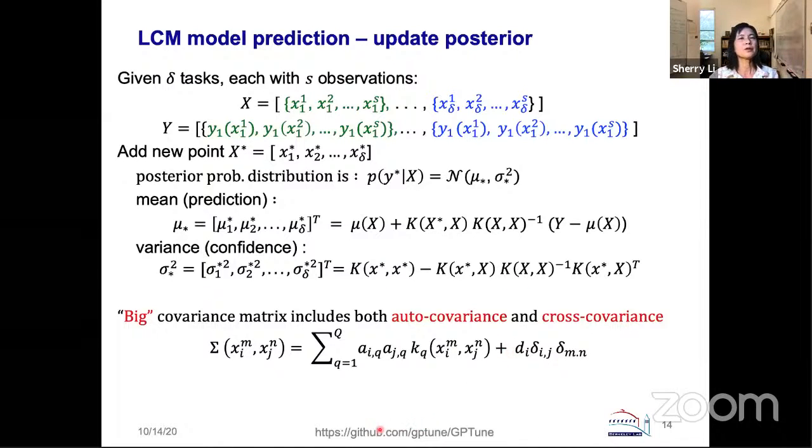So the difference between the single GP and this LCM is really that your covariance matrix becomes big, which includes both autocovariance and cross covariance across the multiple tasks. So the covariance matrix is given by the sum of all the covariance between the tasks and also within the task of all the samples. And this is the regularization term.